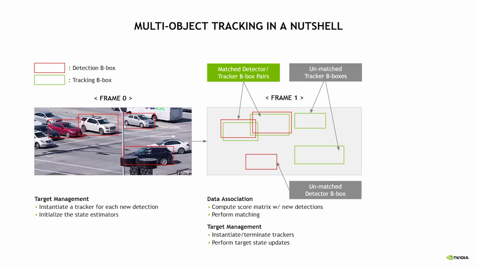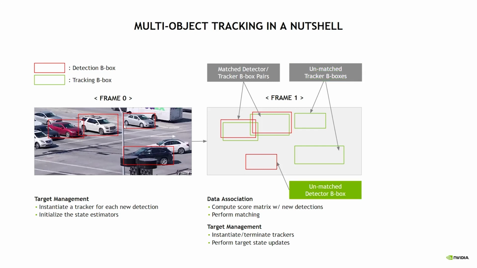The first set is the matched detector-tracker bounding box pairs, which consists of the bounding box pairs found by the matching algorithm. This means that an existing target has a new measurement from the detector, so we can perform target state updates with a new measurement. Some existing targets may not be detected in a new frame. Then these would be put into unmatched tracker bounding boxes. Because this target is not detected, it is likely that the target is no longer present in the scene. Then the target management module may decide to terminate the target.